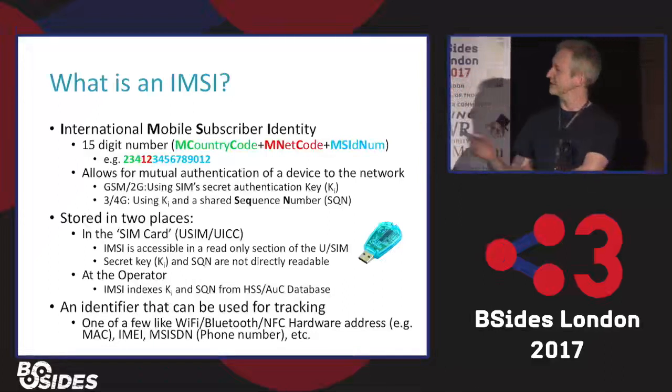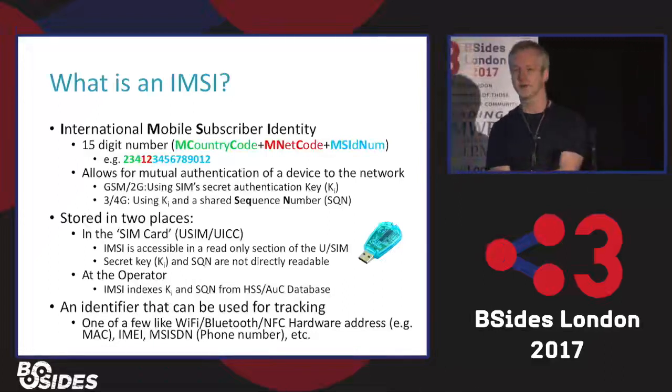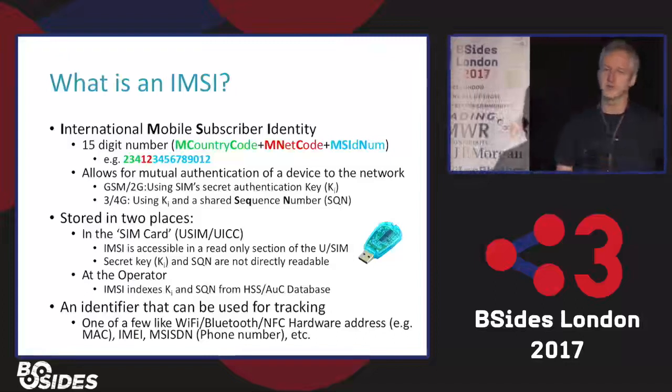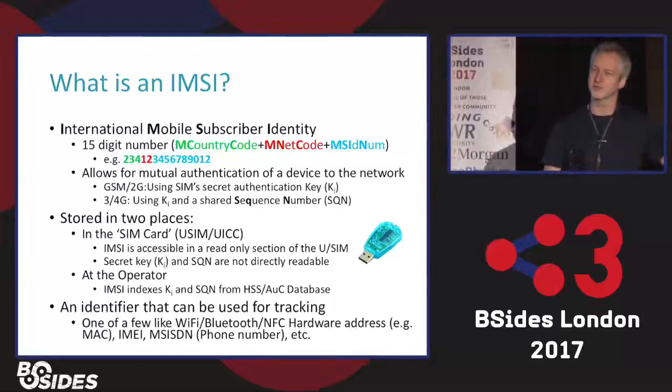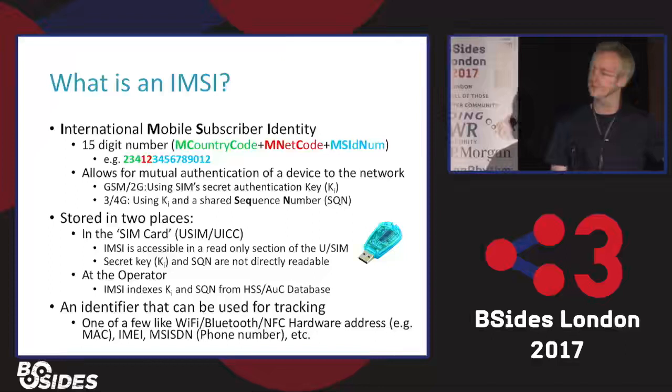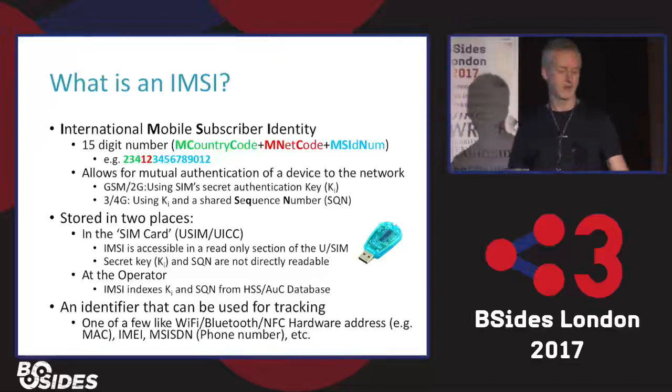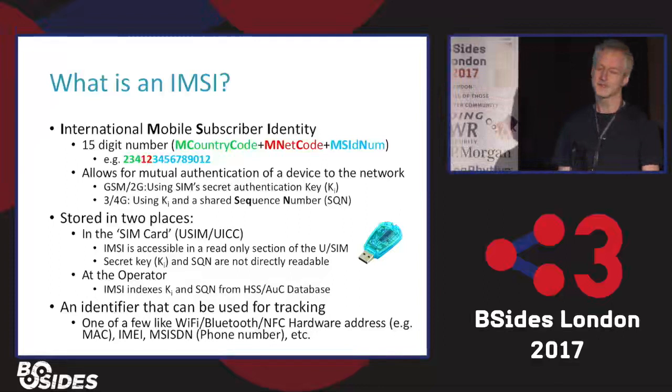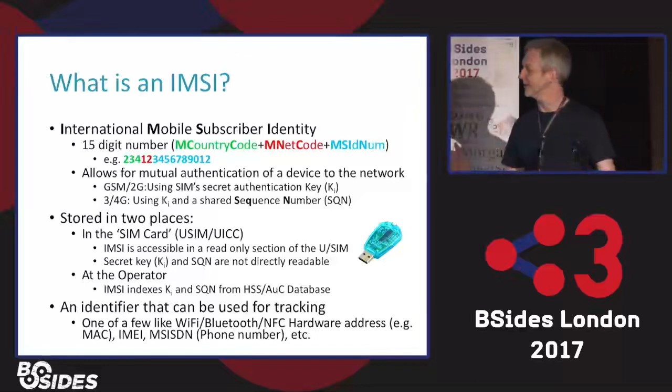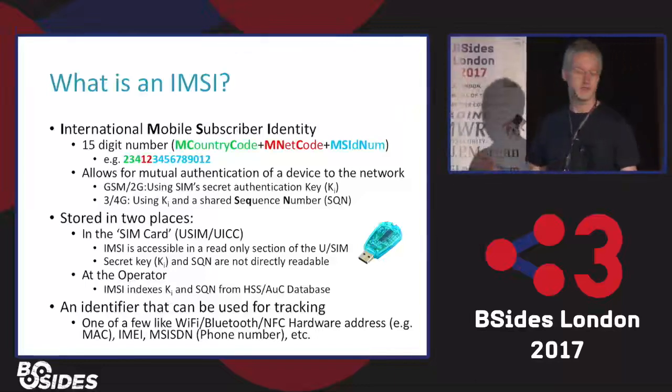Fortunately, things like the secret key and the sequence number aren't directly readable. You can carry out cryptographic operations on those by calling certain functions on the SIM, but you can't directly extract them from the SIM, so it's not easy to clone a SIM. They have tamper-resistant packaging. At the operator, you've got the IMSI and the KI and the rest of them. They're all stored in the HSS/AuC, depending on which version of the 3GPP standards we're talking about.